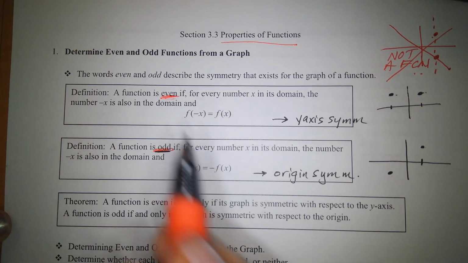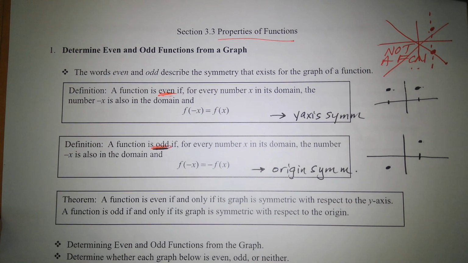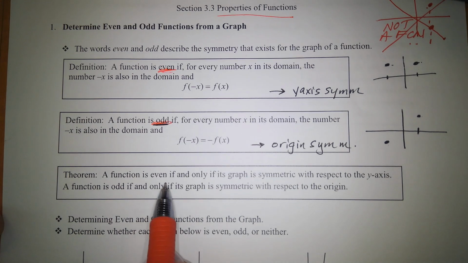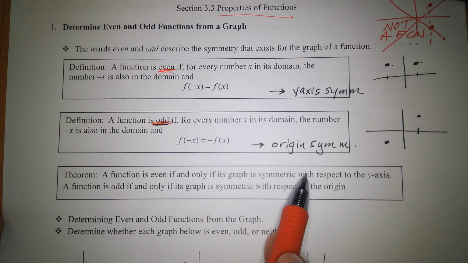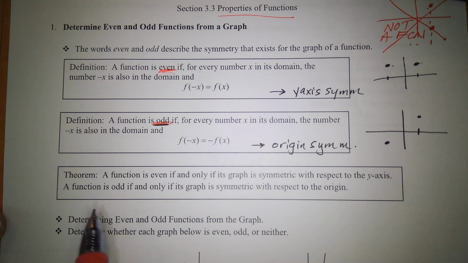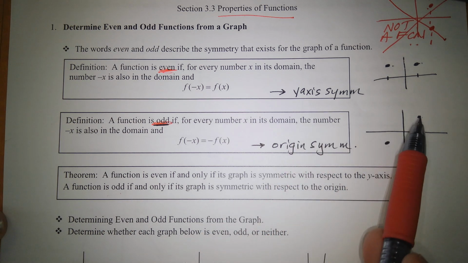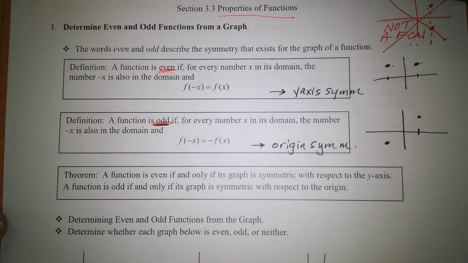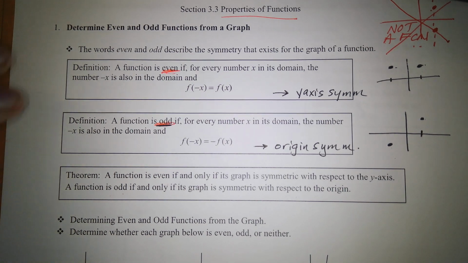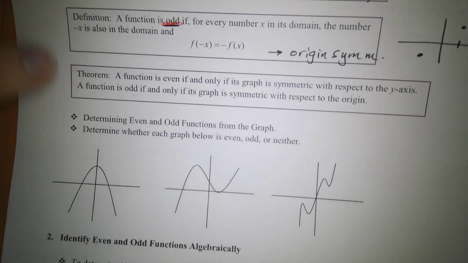So we have odd and even. The theorem says a function is even if and only if its graph is symmetric with respect to the y-axis. A function is odd if and only if it's symmetric to the origin. And we just proved it by showing these little graphs over to the side. So let's look at a few examples.